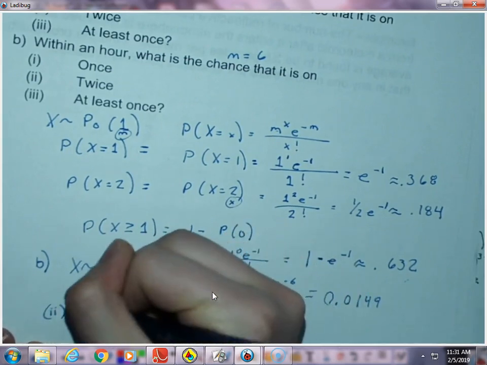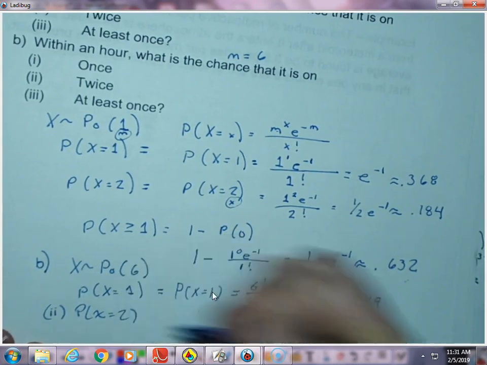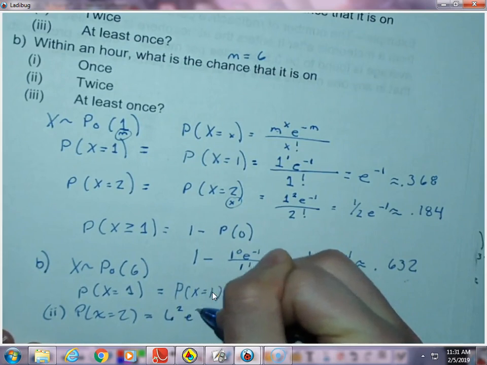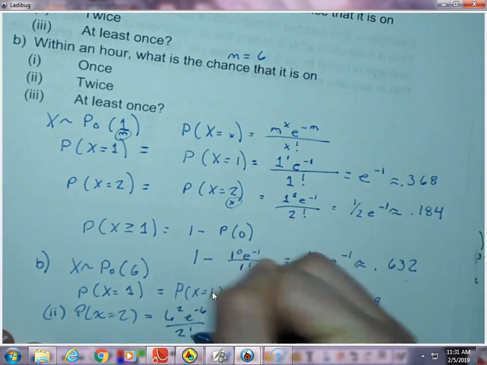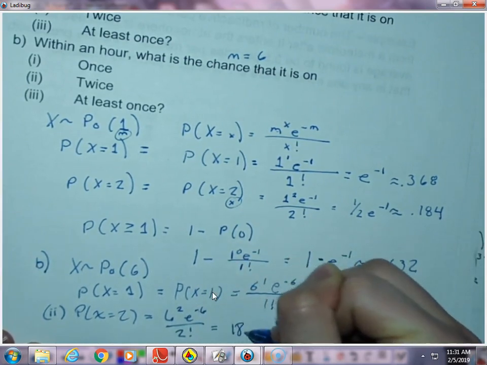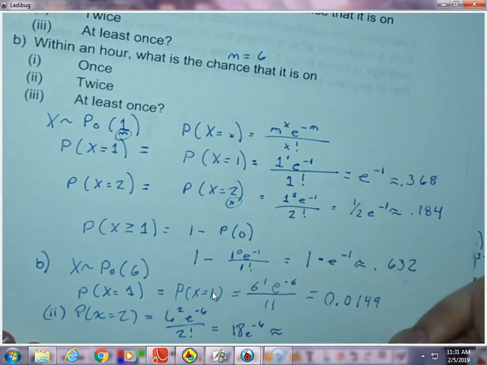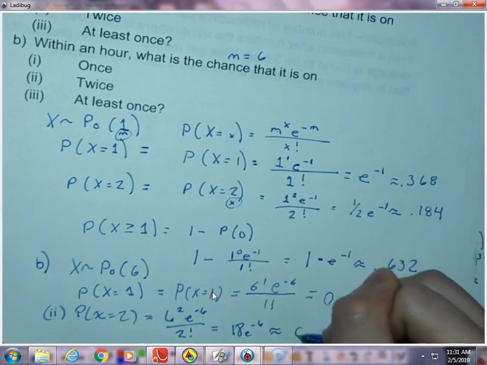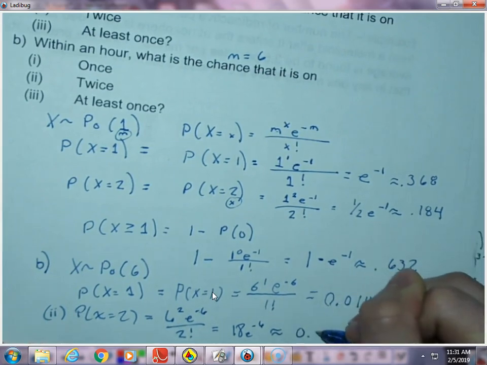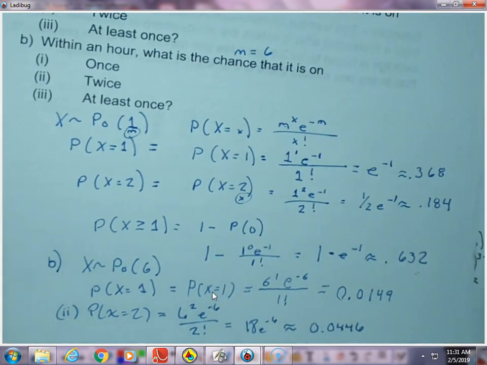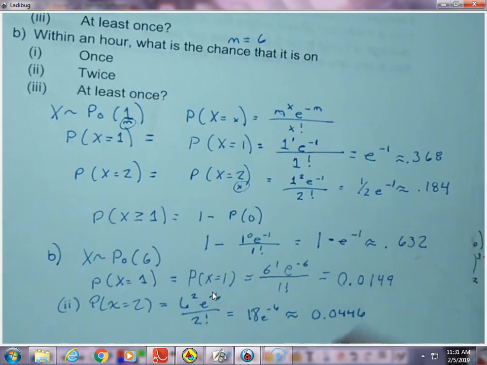Okay. X equals 2. So. And what is that? 0.0446. Beautiful. It's all you. Yeah, you got it. And they should all add up to 1.